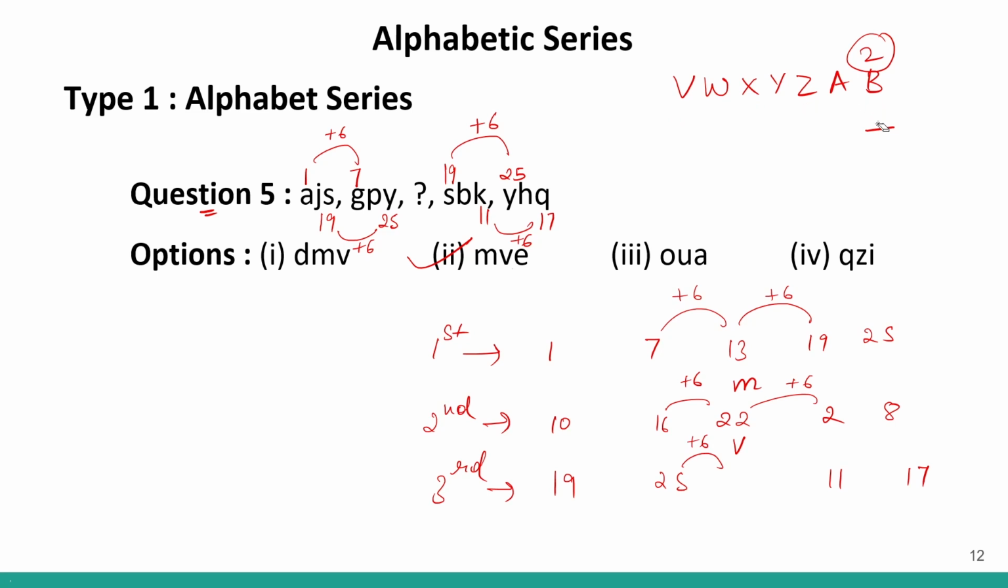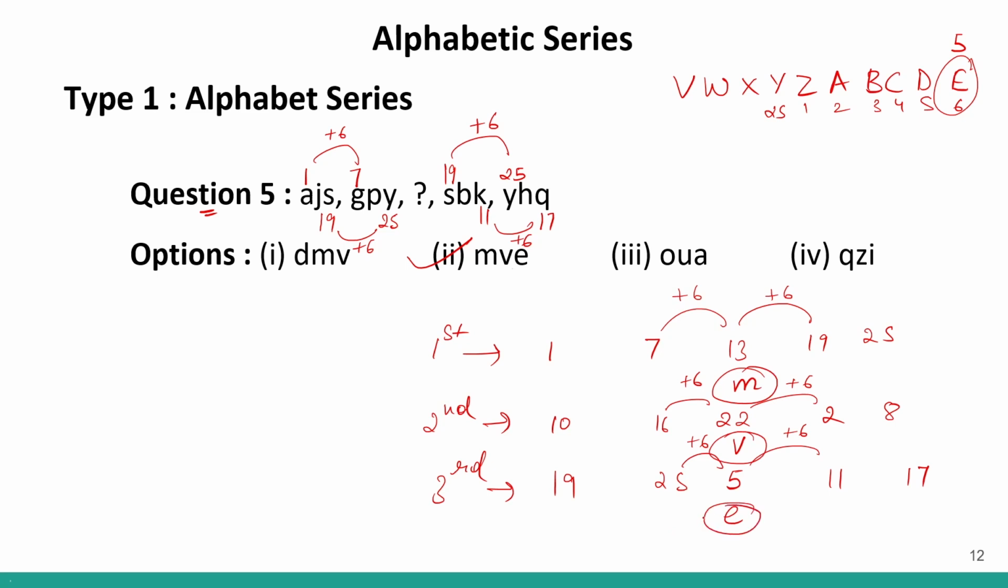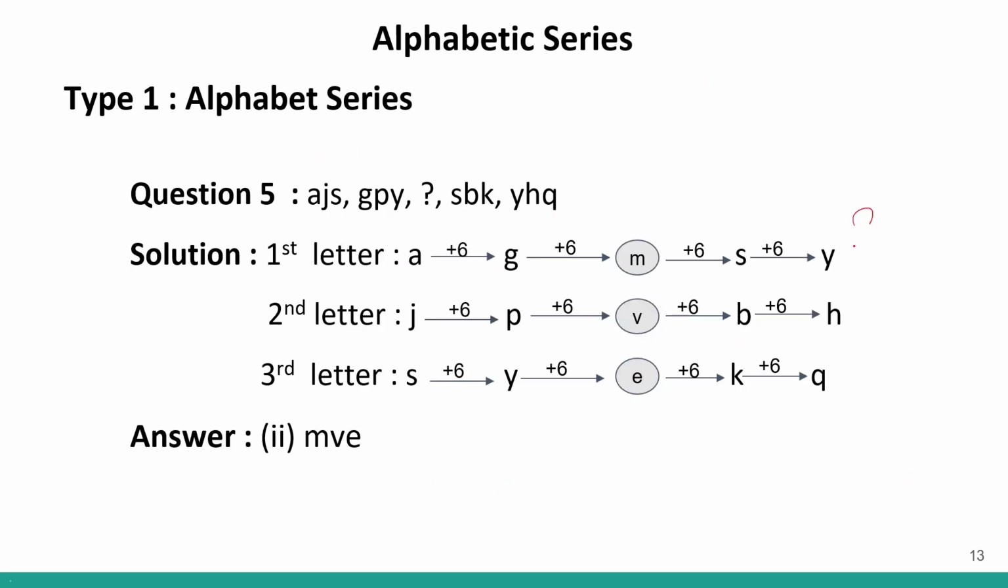At 25th position we have Y. If I add 6, 1, 2, 3, 4, 5, 6, I'll get E. So E's position is 5. So if I add 6, I will get 5. Correct? And if I add 6 into this, I'll get 11. So at 5th position, we have E. So the missing elements are M, V and E. Correct? So my answer will be option number 2, M, V and E. This is the solution. These were your missing elements.